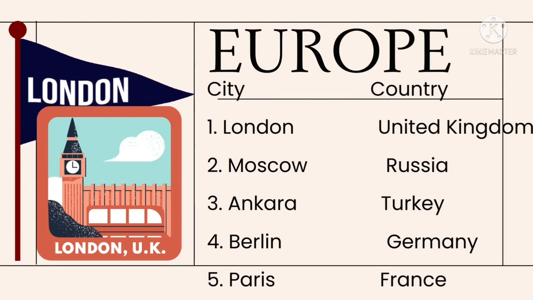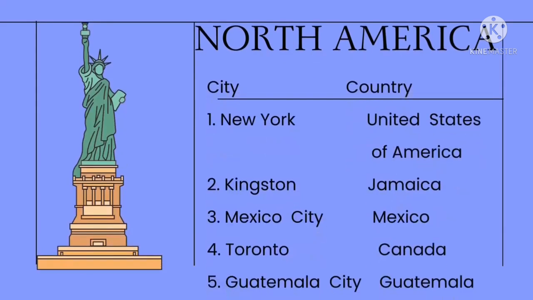Okay, in Europe we have cities like London, which is in the United Kingdom. We have Moscow, which is in Russia, Ankara, which is in Turkey, Berlin, which is in Germany, Paris, which is in France. Now, European cities are London, Moscow, Ankara, Berlin, Paris. Okay, so all these cities, you find them in Europe.